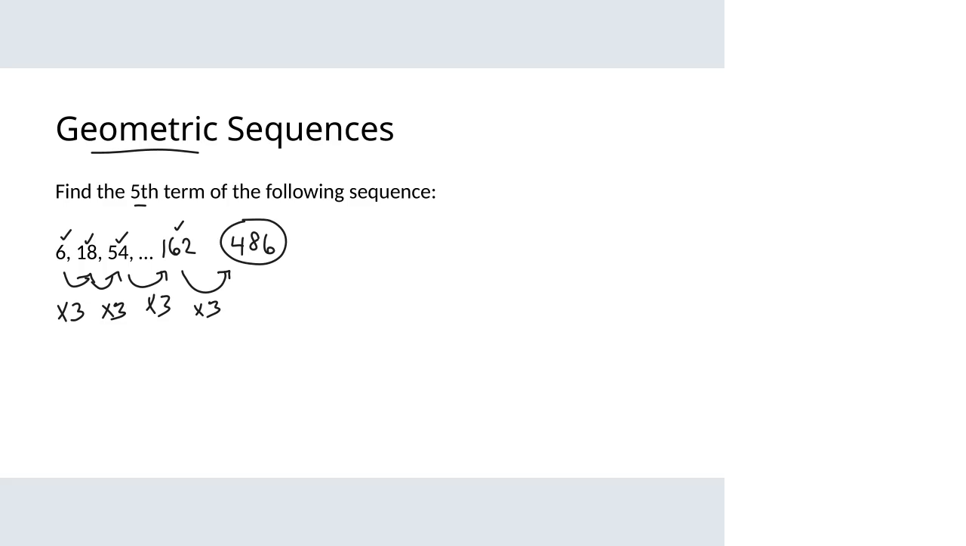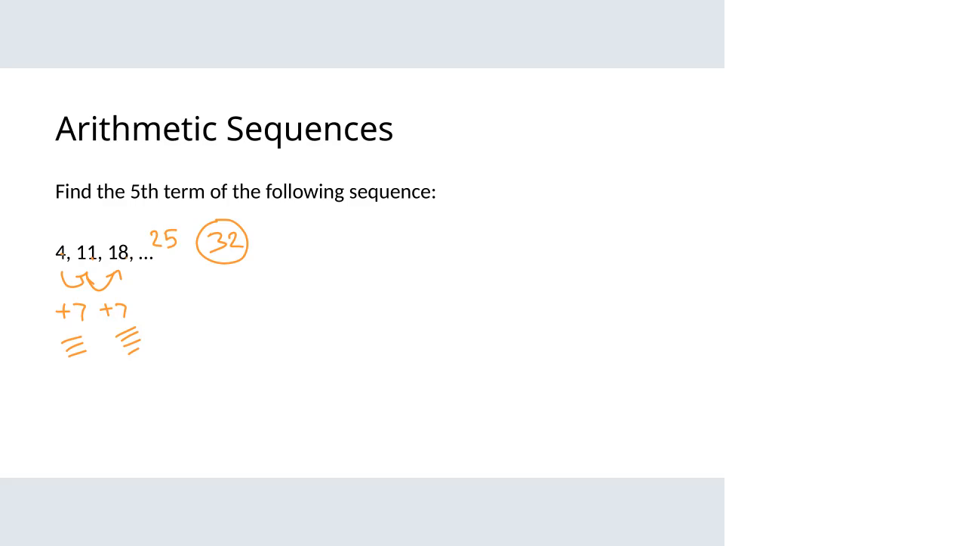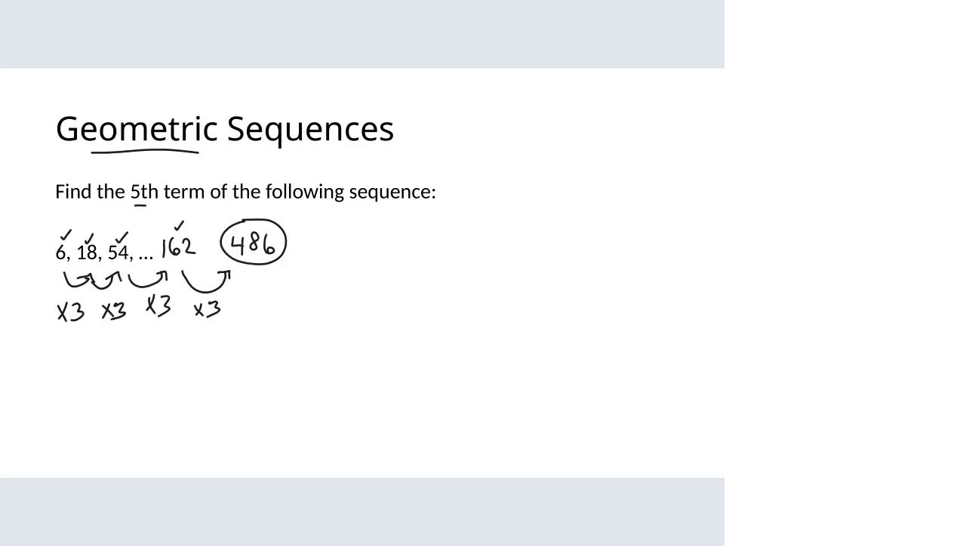Let me know if you have questions on those sequences. Arithmetic sequences can either go up by the same amount between the terms or down by the same amount between each term. It's either addition or subtraction. Geometric sequences are either multiplication or division, is how you change from term to term.